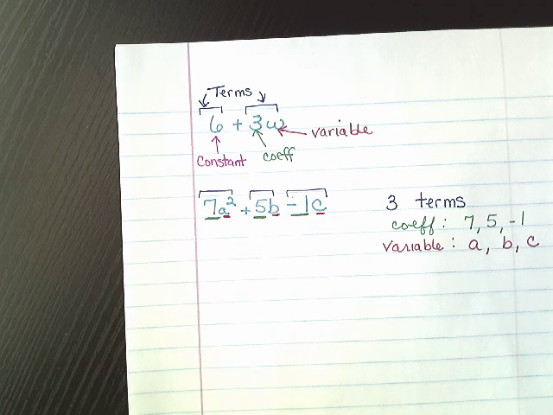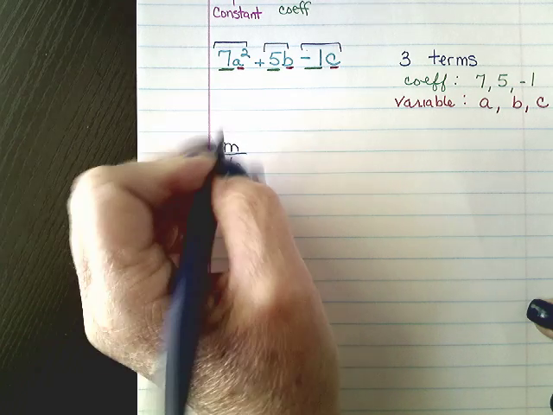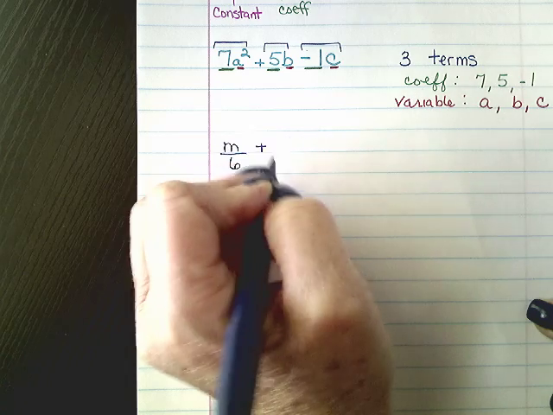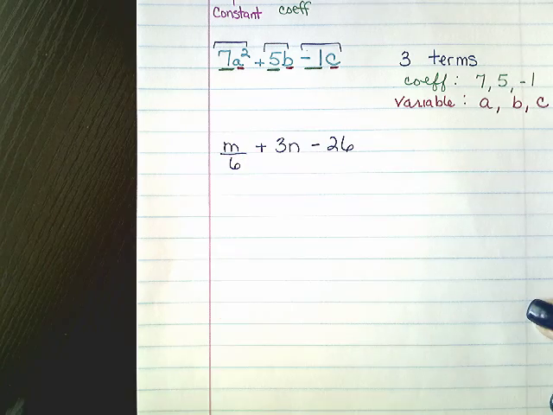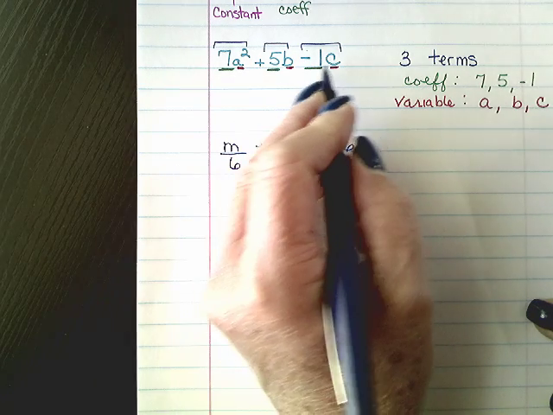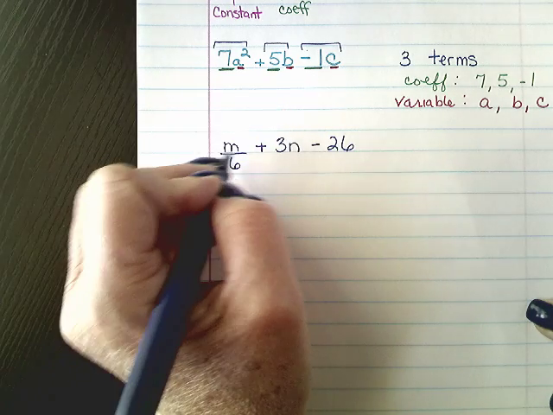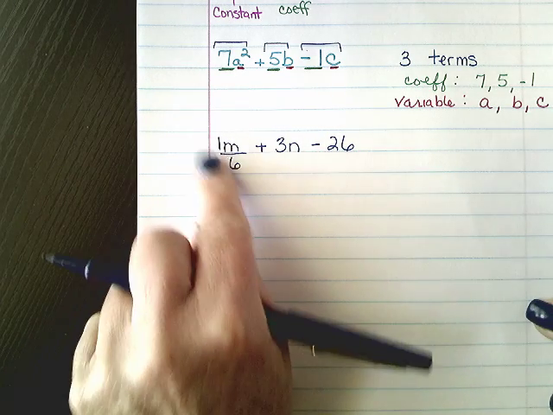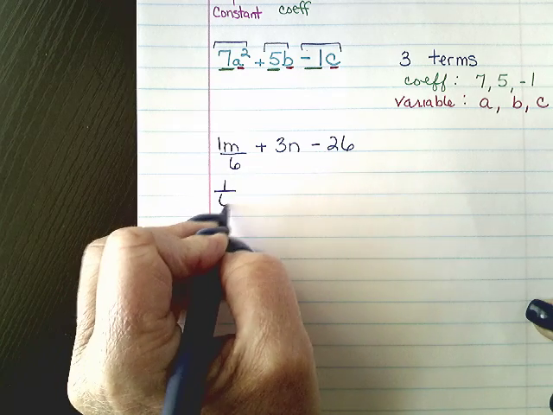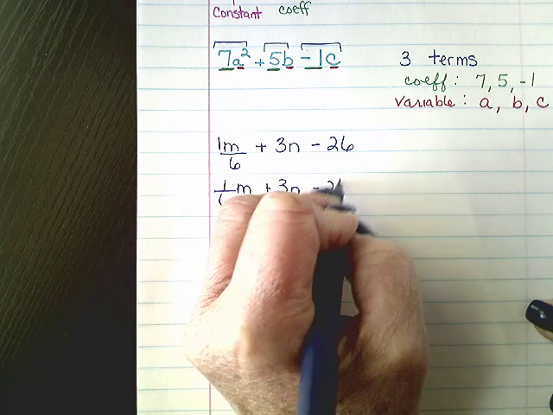Okay, let's do one more example. If we have m over 6 plus 3n minus 26. Okay, now this here, remember what we said above. If the variable doesn't have a number in front of it, we automatically add 1. So my m is standing alone. I'm putting a 1 in front of that. So I need to now break this apart, and this now becomes 1 over 6m plus 3n minus 26.